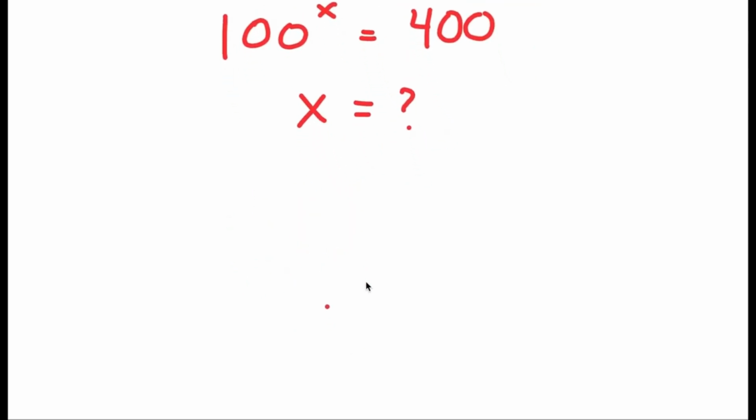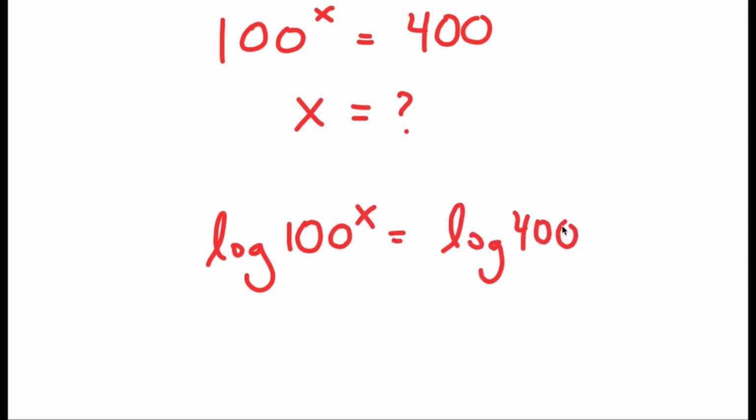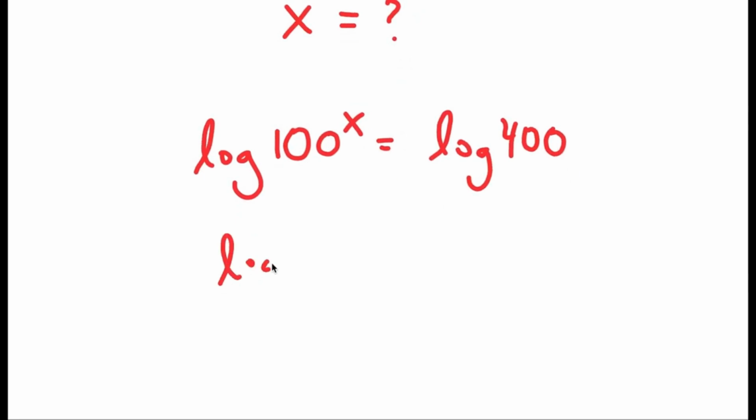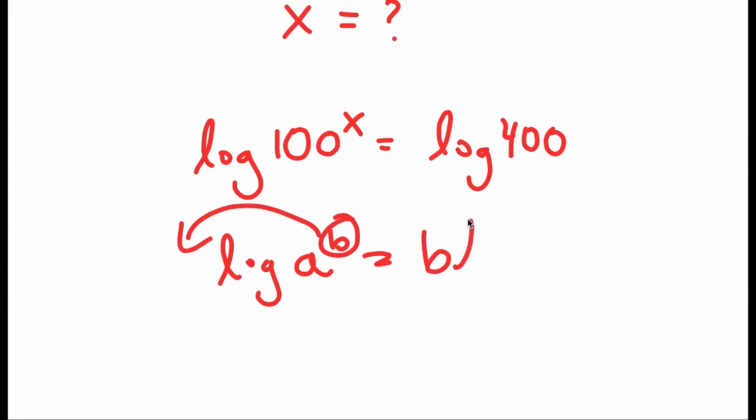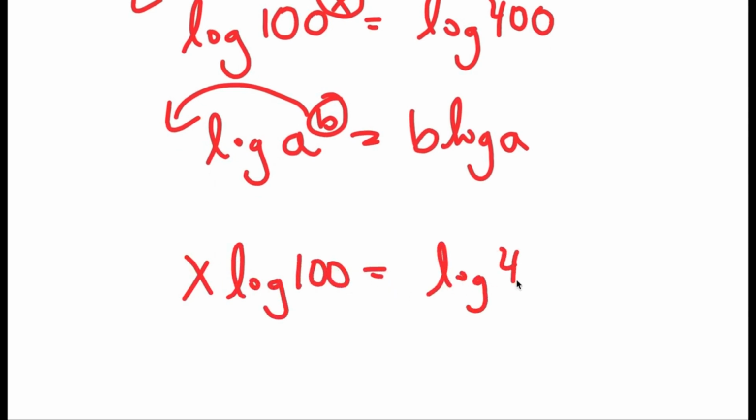So to solve this, what I'm going to be using is logarithms. So I'm going to first start by taking the log on both sides. So I get log 100 to the power of x is equal to log 400. And if I have something in the form log a to the power of b, I can move this exponent of b to the front, so I get b times log a. In this case, I have log 100 to the power of x. I can move x to the front, so I get x times log 100 is equal to log 400.